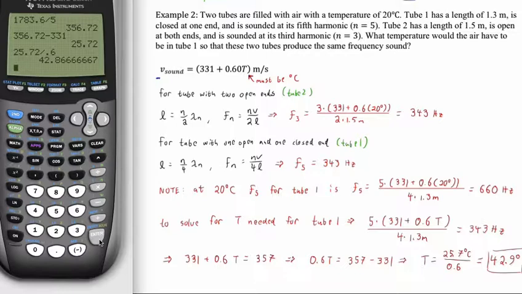So there we see the change in frequency of a tube by changing the temperature of the air inside the tube, but not changing any of the properties of it. And in this case, thereby matching it to another frequency.